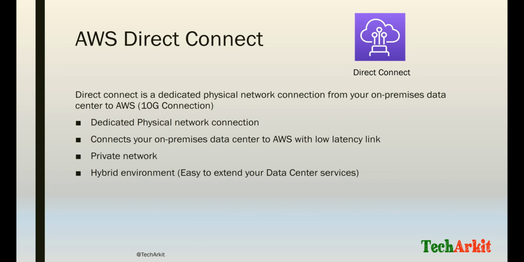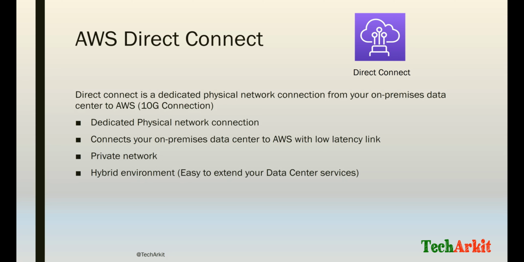Then there is AWS Direct Connect. Basically, Direct Connect is a dedicated physical network connection from your on-premises data center to AWS, with a 10G connection. For example, you have a high load of data you would like to load, download or upload, or low latency applications. Say you have databases hosted on AWS but you want to access those database connections from your on premises. In that case you can use AWS Direct Connect. That's the main purpose of AWS Direct Connect.